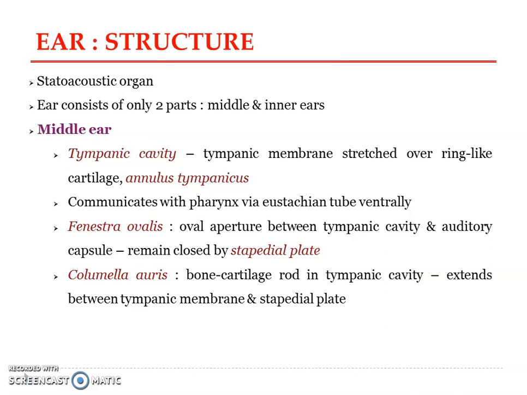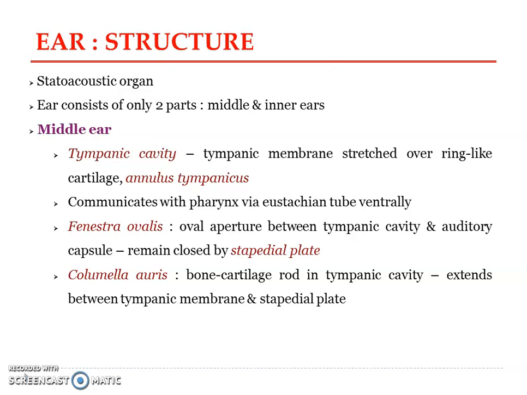This communicates with the pharynx through a pair of eustachian tubes, just like what you have studied in the case of humans. The tympanic cavity is bridged by a slender bone. From the tympanic membrane to the internal ear, across the tympanic cavity, you can see a slender bone, and that is known as the columella oris, or otherwise referred to as the plectrum.